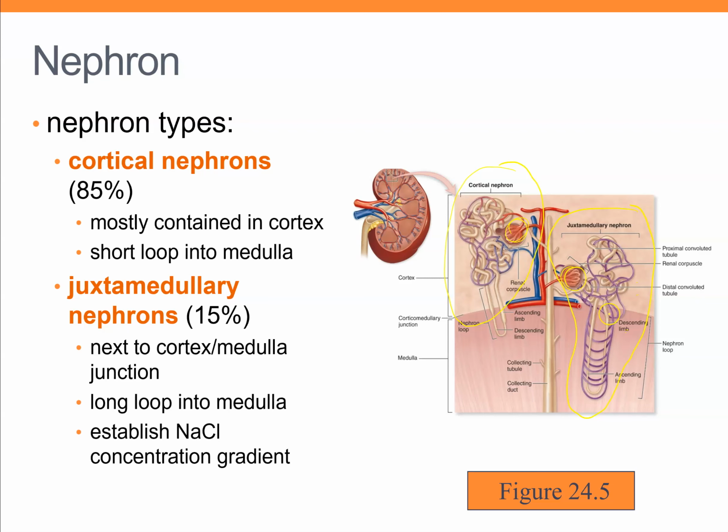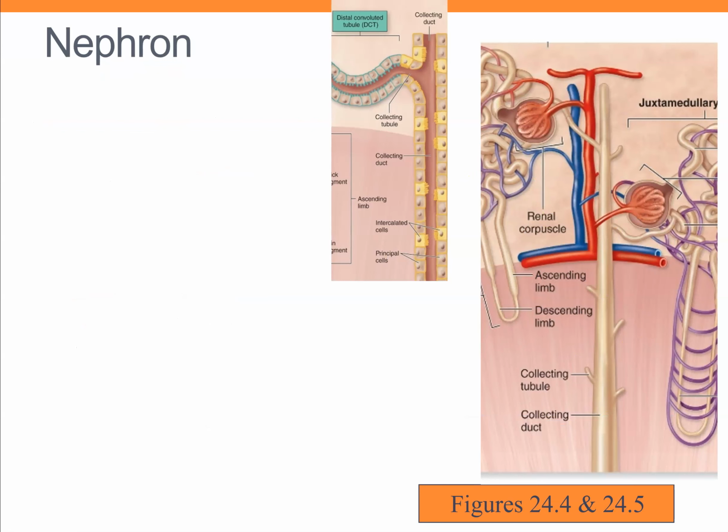These are going to be super important because of this right here in establishing the sodium chloride concentration gradient. And we're going to get into that a tiny bit more later on in the chapter, but you get a lot of sodium ions and chlorine ions, or chloride ions rather, doing some things in this loop, the nephron loop, in the juxtamedullary nephrons.